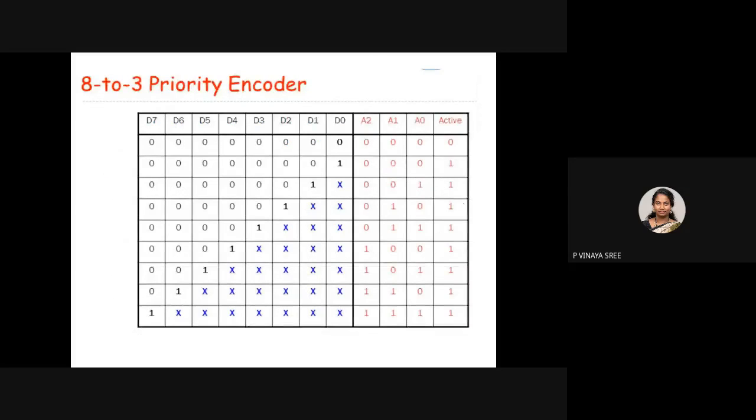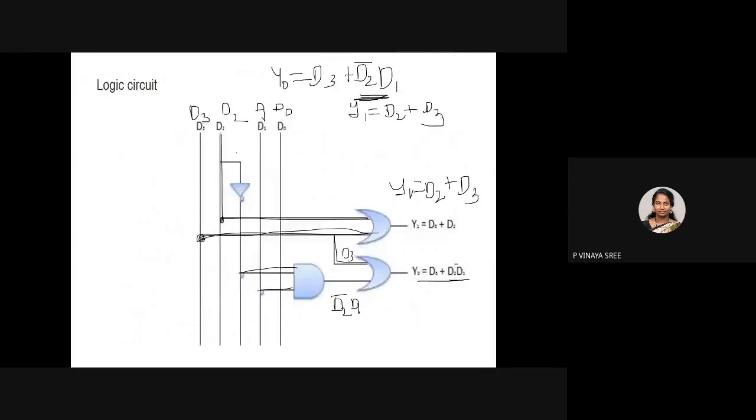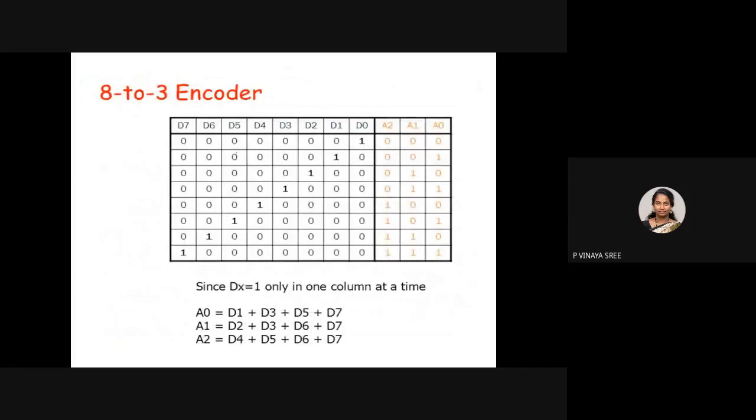Now, let me go for the 8 by 3 priority encoder. We will be discussing the priority encoder, but among all of them, the important one is the 4 by 2 priority encoder. Next, let me show the other cases. I completed this one, the 8 to 3 encoder. Yes, ma'am. Okay.